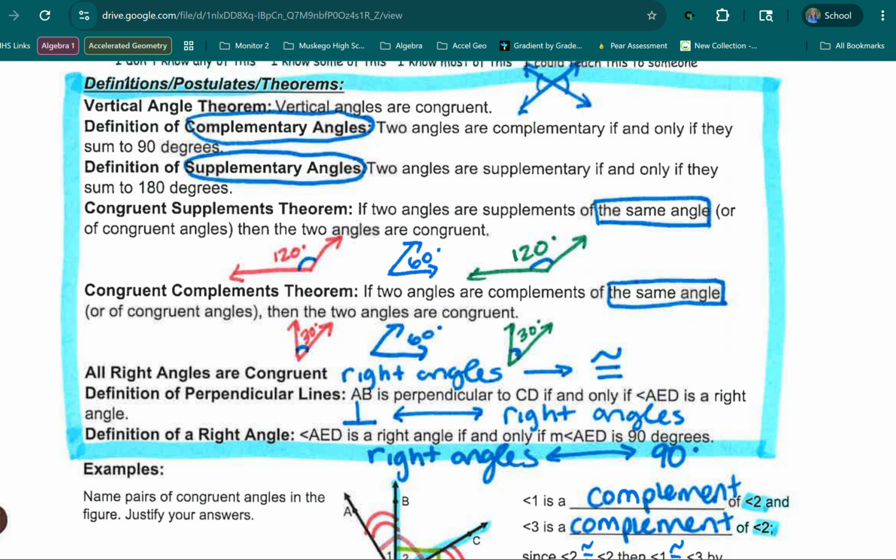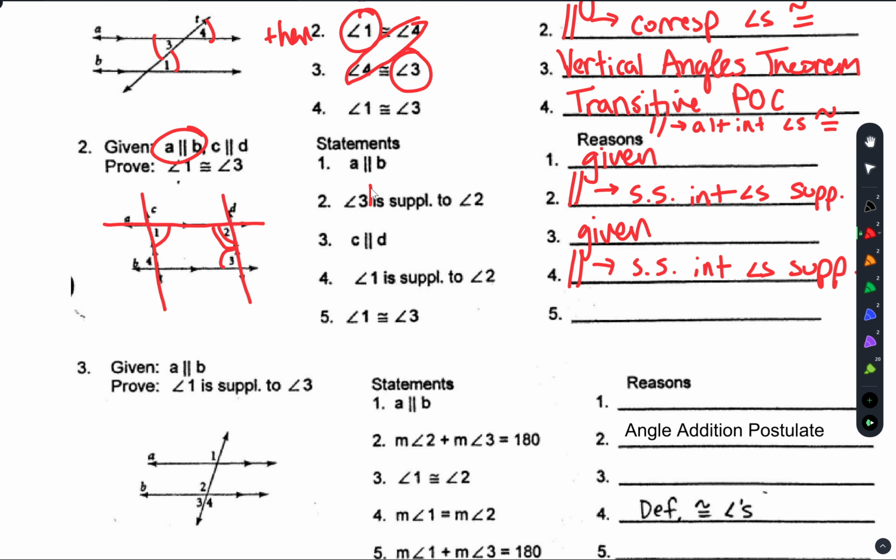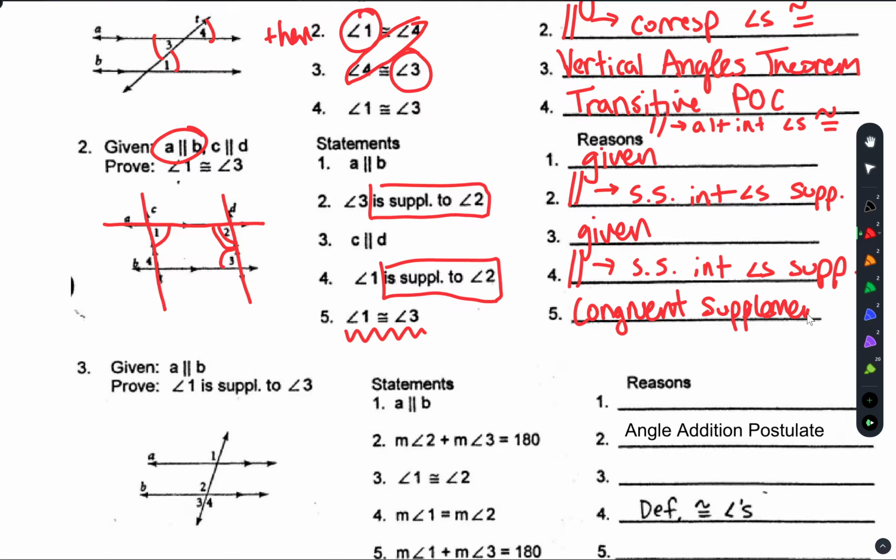What's my reason? Do we see it? 3 is supplementary to angle 2. 1 is supplementary to angle 2. If they are both supplementary to the same angle, then they are congruent because of the congruent supplements theorem. Any questions on that?